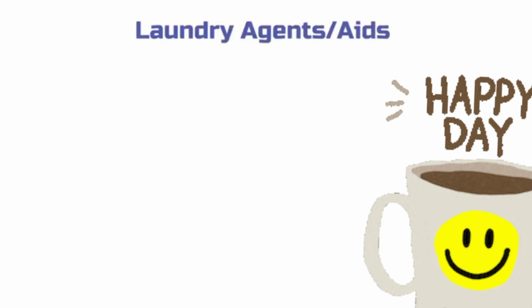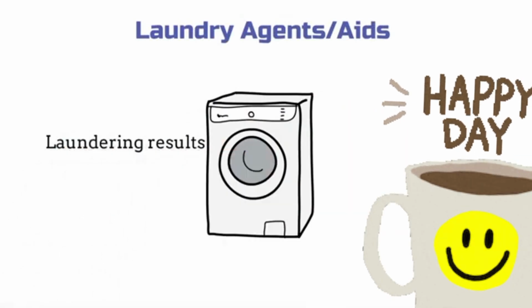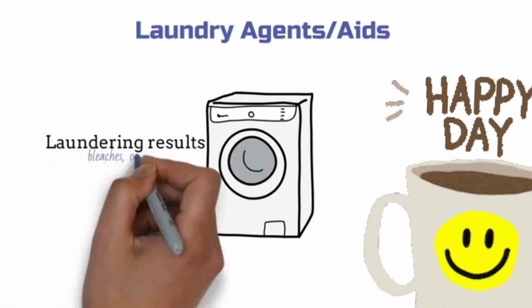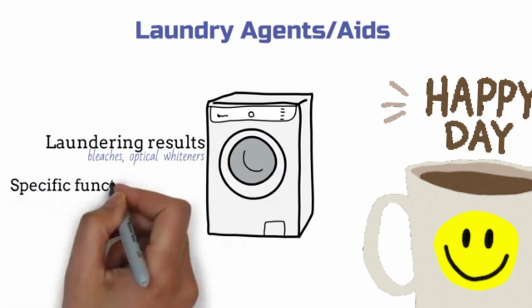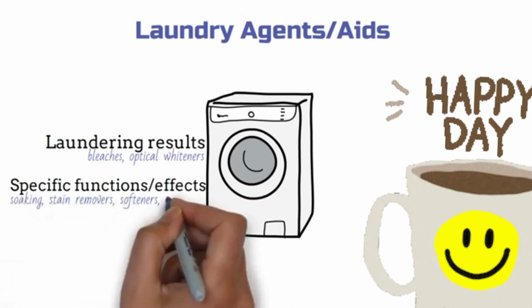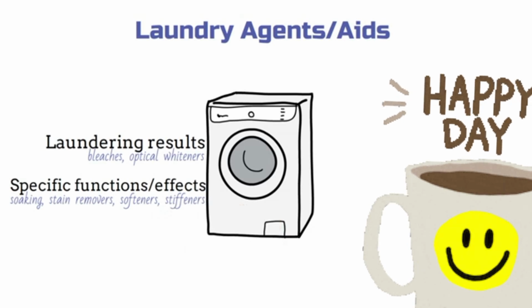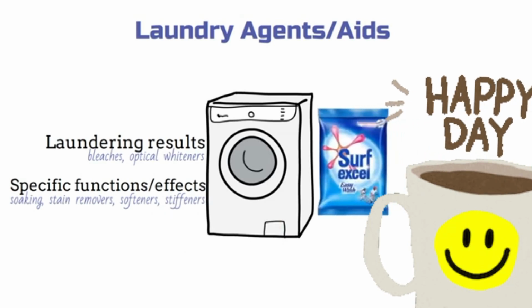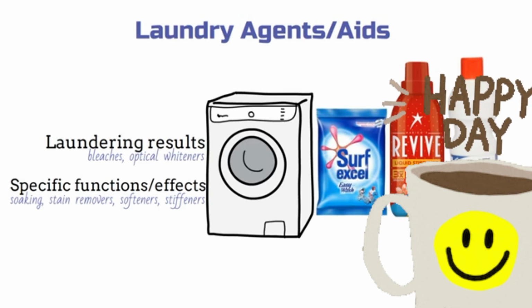Laundry agents or aids. Laundry aids are used to improve laundering result with the help of some chemicals such as bleach, optical whitener, or these are used to achieve some specific functions or effects such as soaking, stain removers, softeners, stiffeners, etc. Some of the common laundry agents are water, laundry soap and detergent, stiffener, acid and alkaline agents, bleach, organic solvent absorbents, etc. It's not possible to explain all these here.